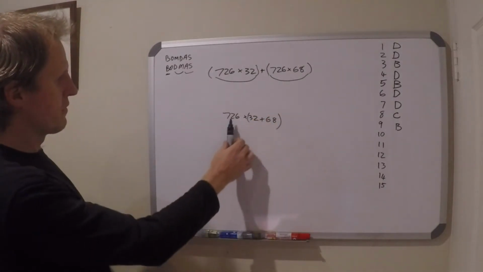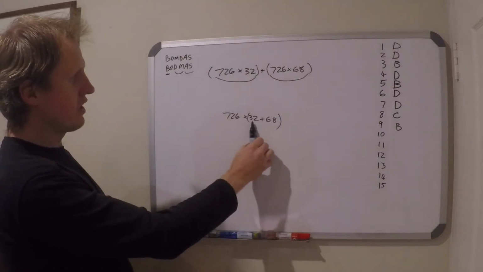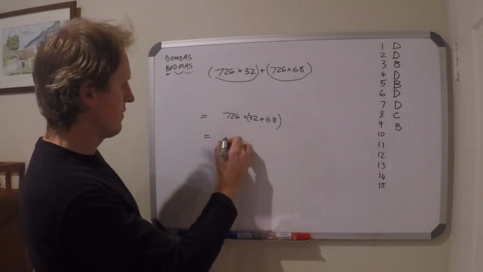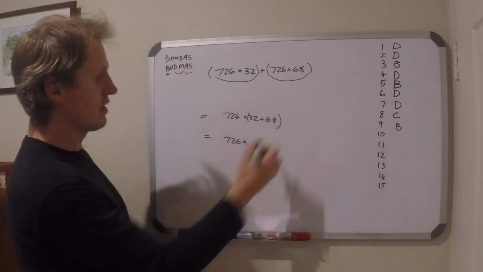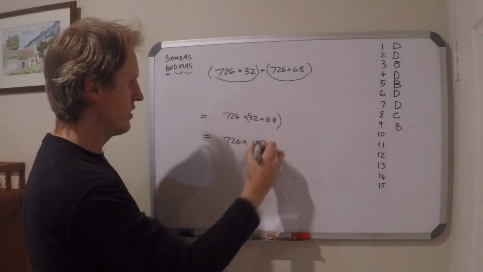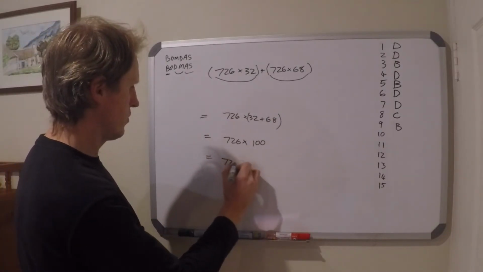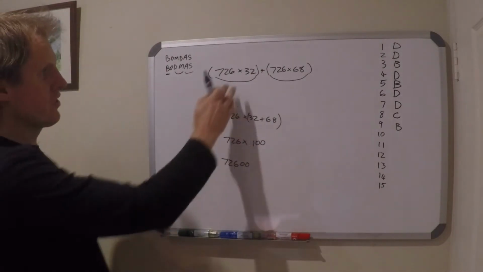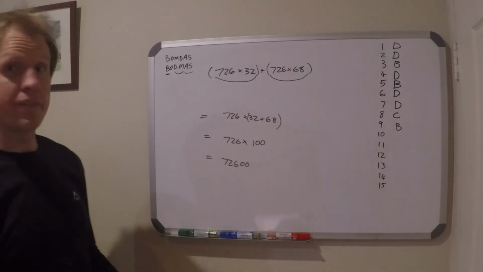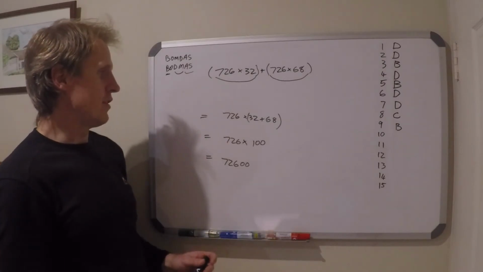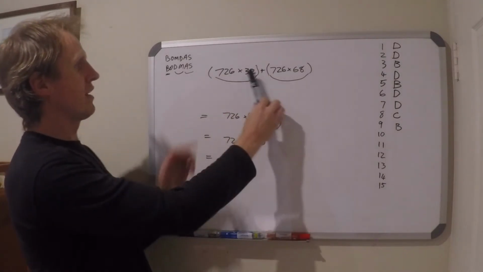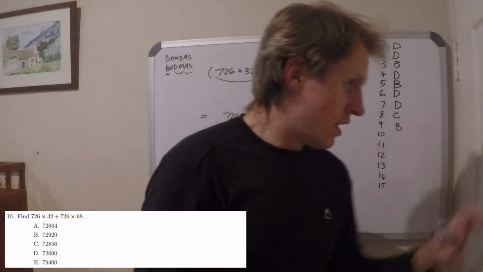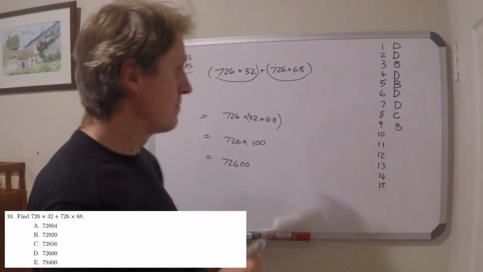Okay, so the total number of groups of 726 is 32 plus 68. And that then becomes quite easy to solve. 726 times, what's 32 plus 68? That is 100, which equals 72600. And that is the solution. I'm not going to do the individual multiplication. You're welcome to verify it on your calculator, but the easy solution is to just recognize that you can combine the 32 and the 68 together because your 726 is common. And so therefore our answer is D.